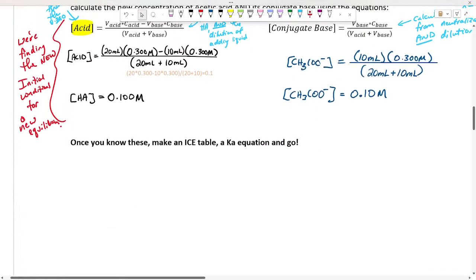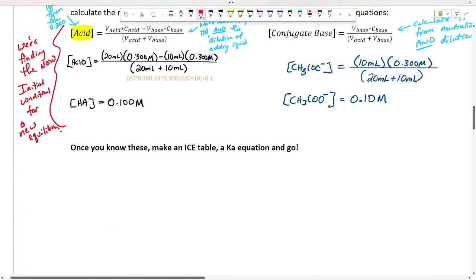So now these are our new starting conditions.